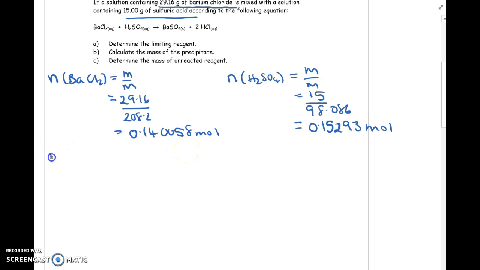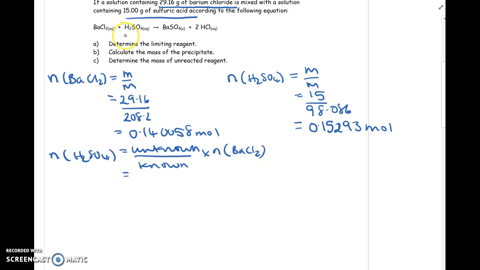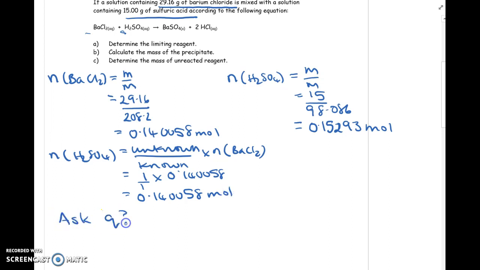So I go, the number of moles of sulfuric acid would be equal to unknown over known times the number of moles of barium chloride in this case. So going to my equation, it's 1 over 1. So 1 over 1 times 0.140058, which is 0.140058 moles. Now I need to ask myself a question. Do I actually have 0.140058 moles of sulfuric acid?